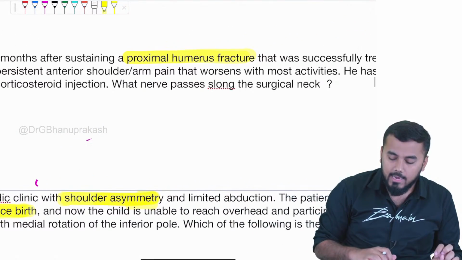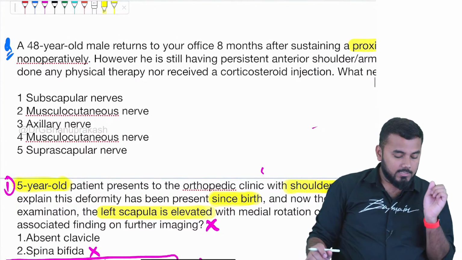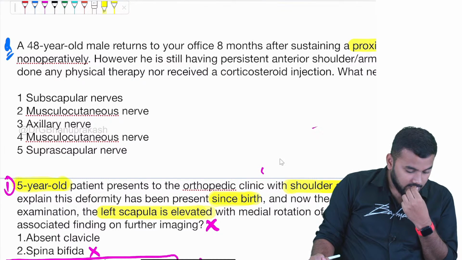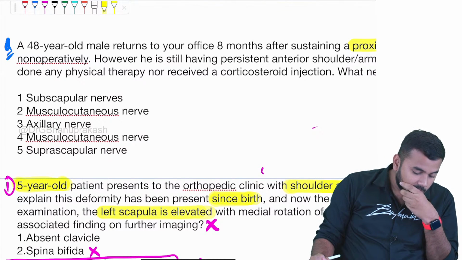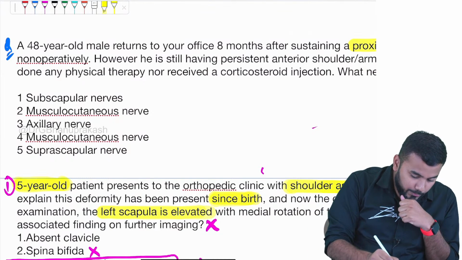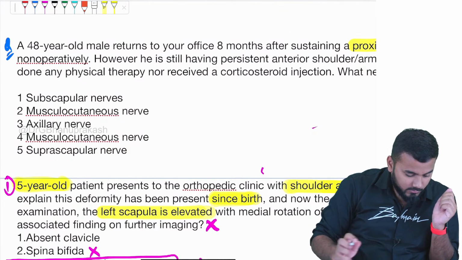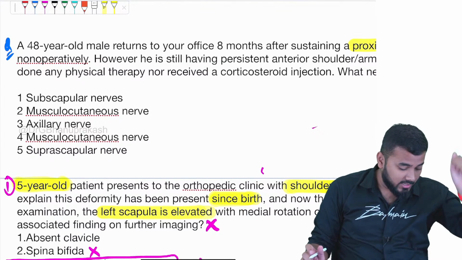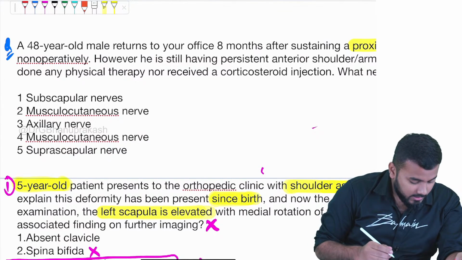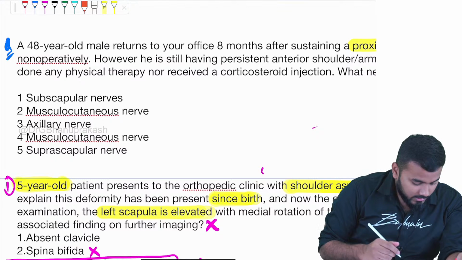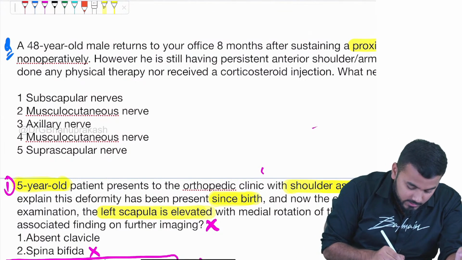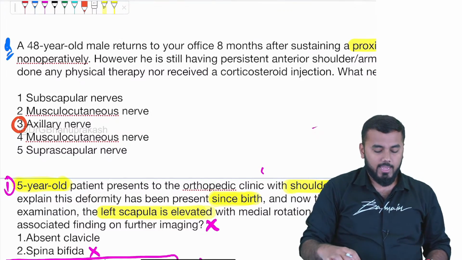What nerve passes along the surgical neck? Can anyone answer now? Perfect, superb. Cyanide, Aniken, HS Vlogs, you all are awesome guys, really. Harshita, Vardhan, Diva, Khan Amin, Vishwas, excellent Vishwas. Axillary nerve. Okay, axillary nerve.